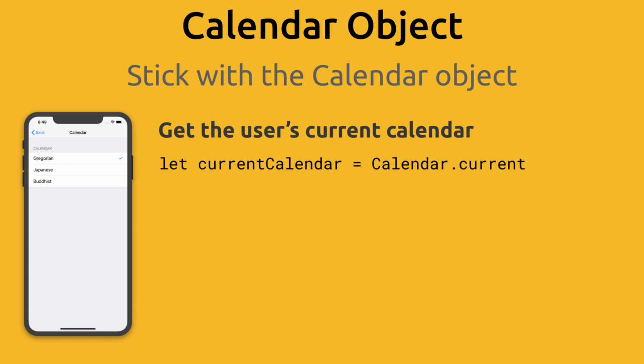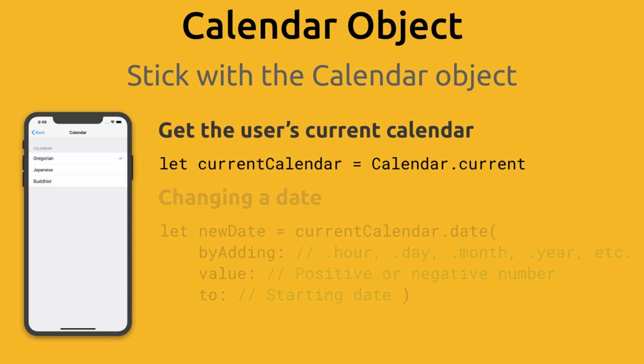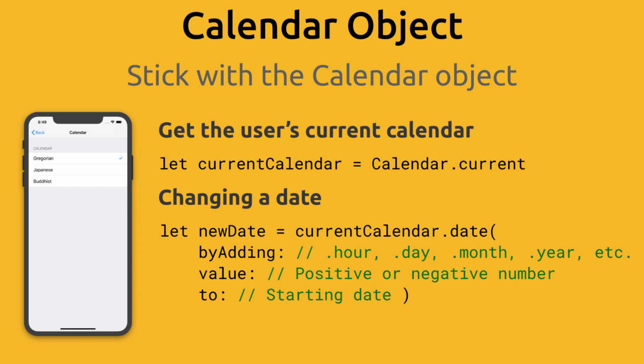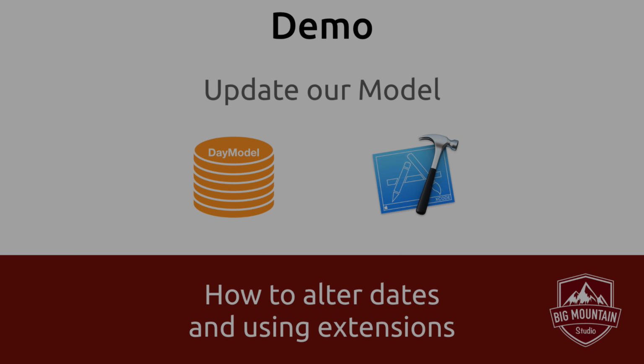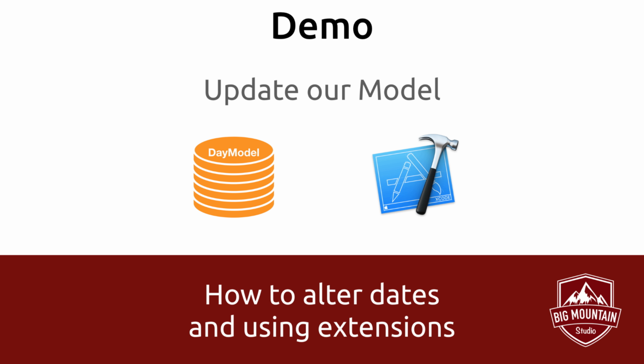First, you won't always know where your user is, so you have to get their current calendar to work with. Once you have that, you can use it to do date calculations, such as changing the date and time by minute, hour, day, month, etc. This date by adding function is the one that we're going to be using pretty soon. Okay, so we have a little bit of knowledge about dates and using the calendar object. Let's head into our project and see how we can update our model with a date.